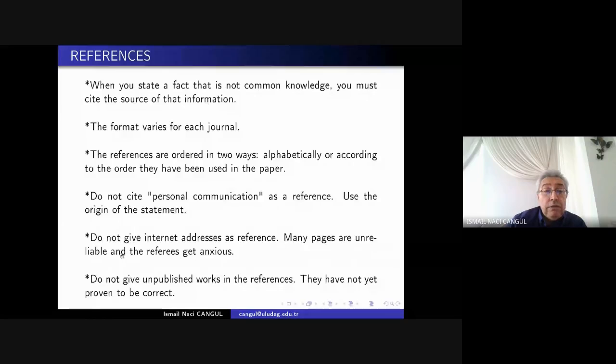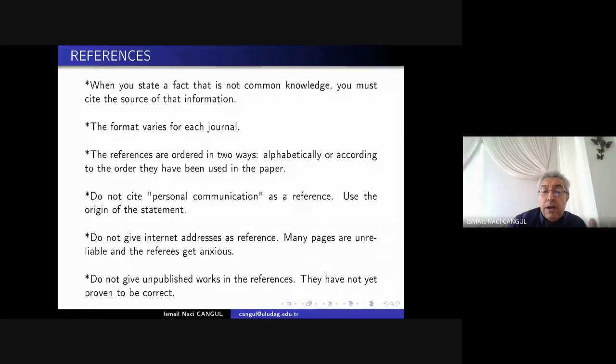What you should be careful about in the references: when you state a fact that's not common knowledge, you must cite the source of that information. This is general. When you state a fact somewhere in your text which is not common knowledge, you must give a source for this information. If it is common knowledge, then there is no need to give a source.